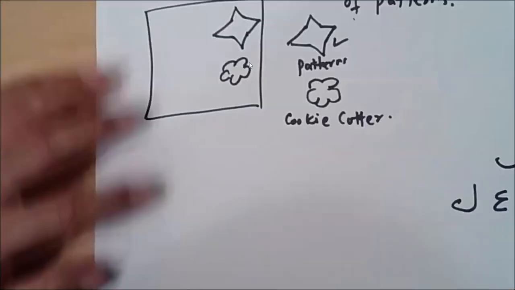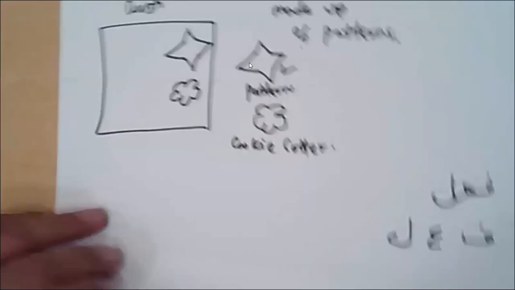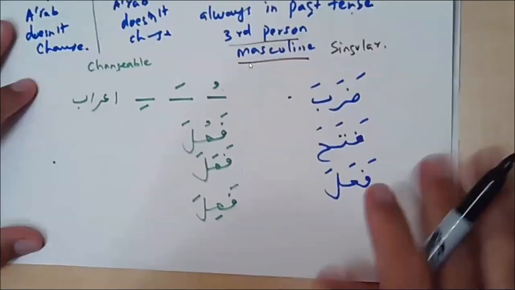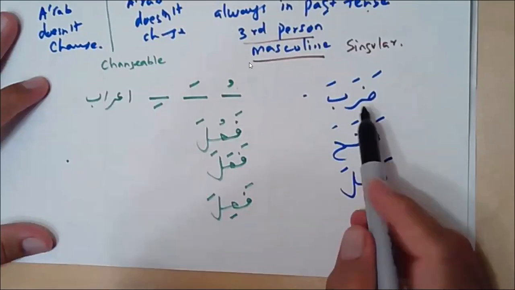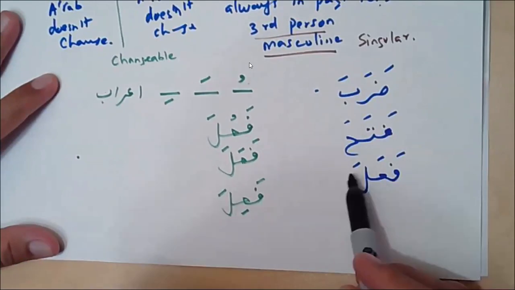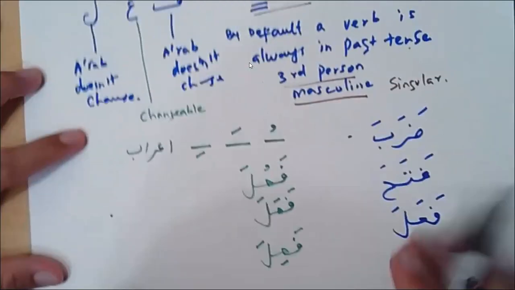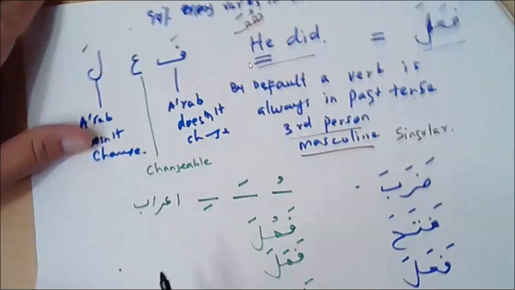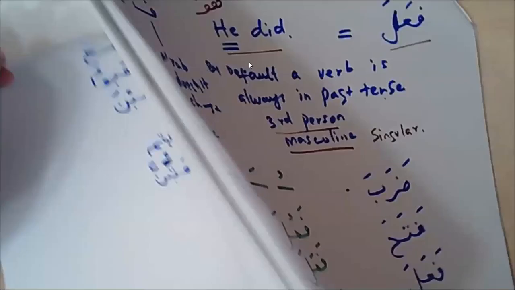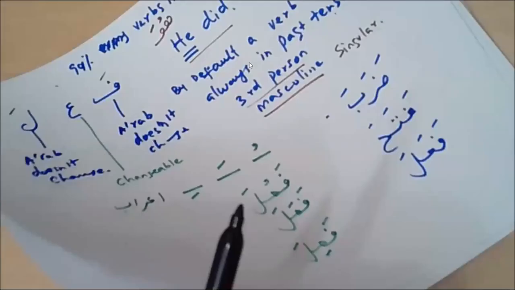Okay. Let me see if I can show you this in my notes. So you see what's happening over here? What did that sound like? Daraba. Fataha. Fa'ala. Right? Okay. So another note I want to show you. Okay, right here.